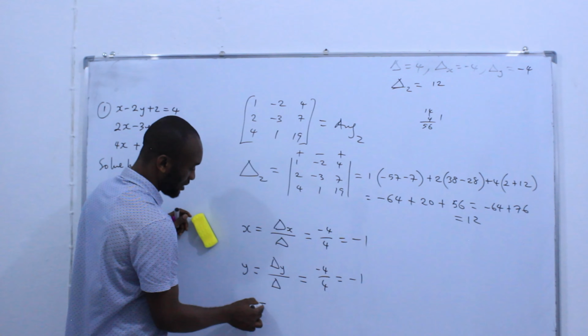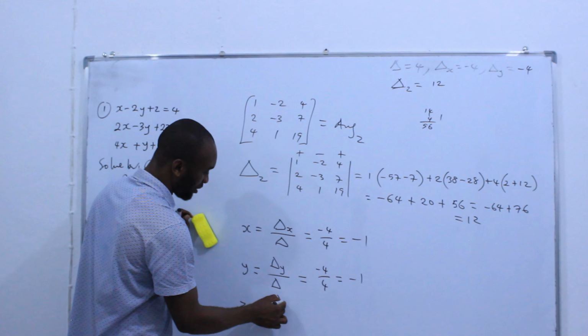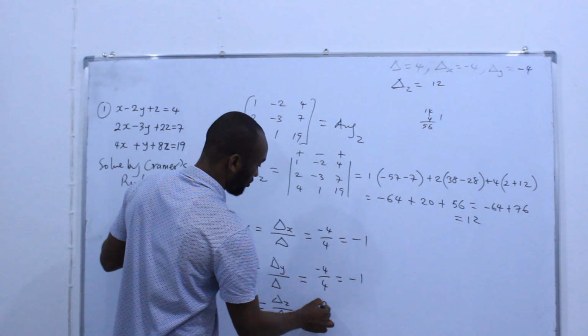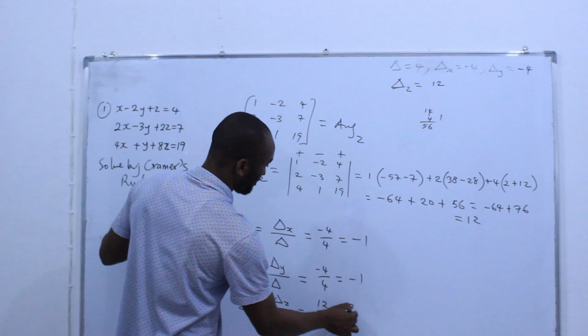Finally, our z is determinant of augmented matrix for z divided by original determinant, which is 12 divided by 4, and that is what? 3.